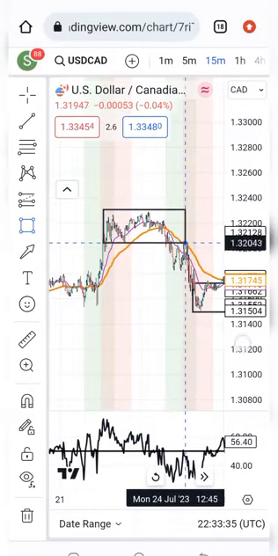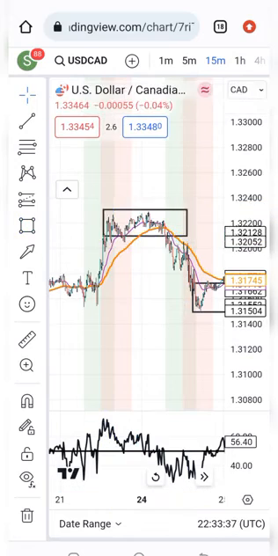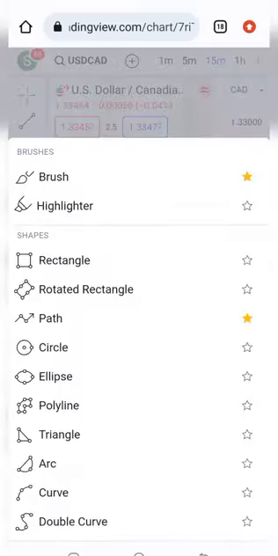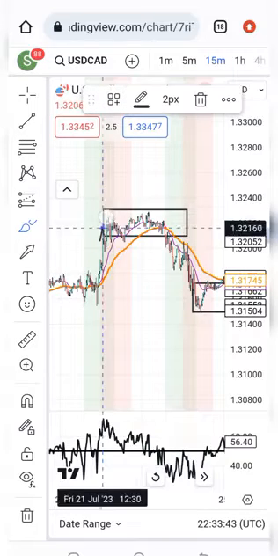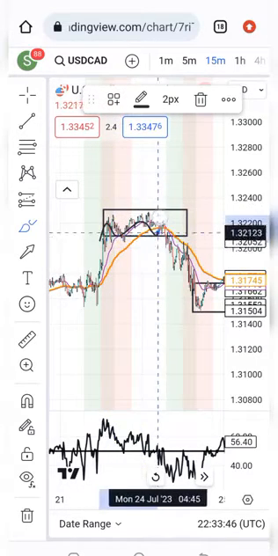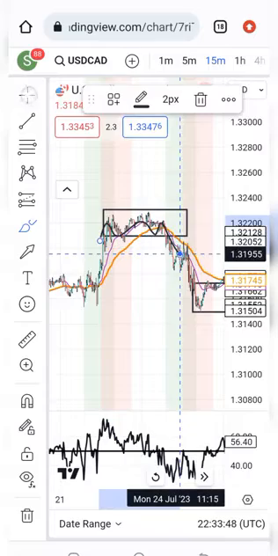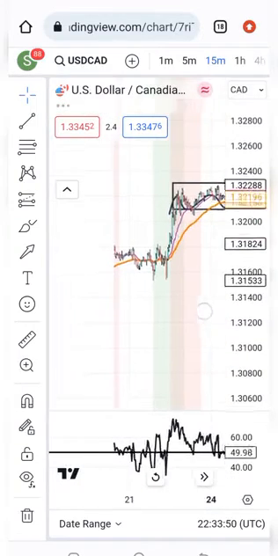Look at it, it was like this until it broke out. Price is just bouncing. Look at the structure, the price is just bouncing in between like this until it broke down and then the trend started.